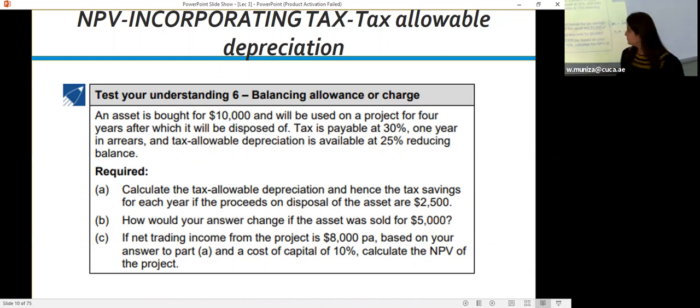How about disposal of assets? Yes, this is also going to be incorporated in year 4. It's a cash inflow.